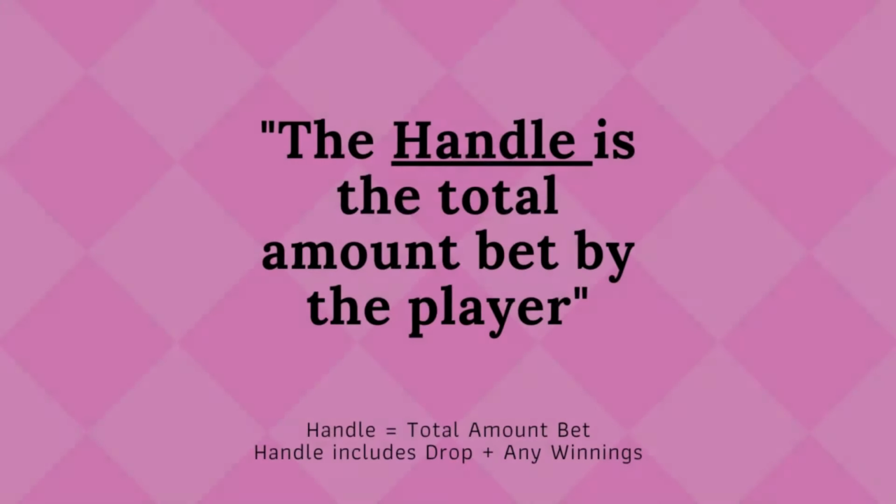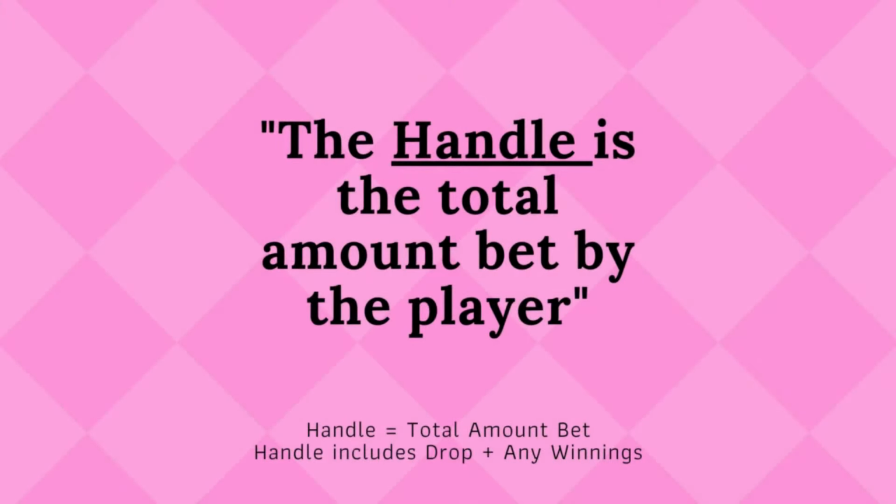The next term we had to learn was the handle. And the handle is just the amount that's bet by a player. So if you're on a dollar machine and you bet $1, the handle is $1. But if you're on a dollar machine and you bet 3 lines at $1 each, the handle is $3.